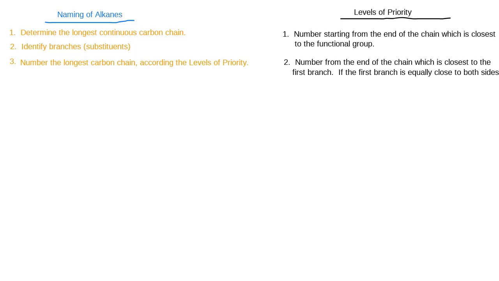If the first branch is equally close to both sides, then number from the side closest to the second branch. So number starting from the side closest to the second branch. And of course, if the second is equally close, then go to the third. And if third is equally close, then go to the fourth.